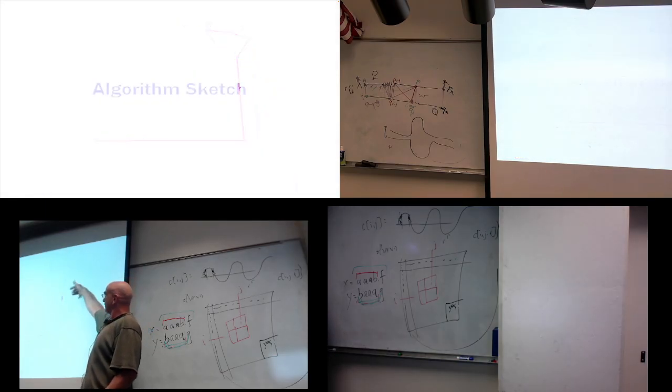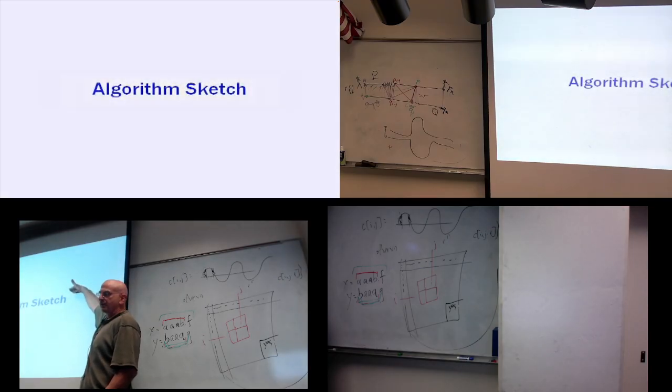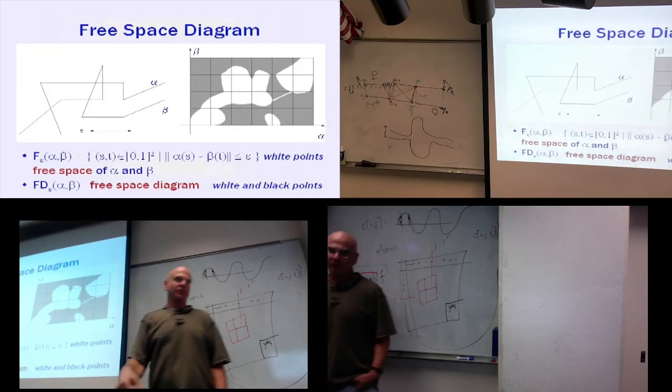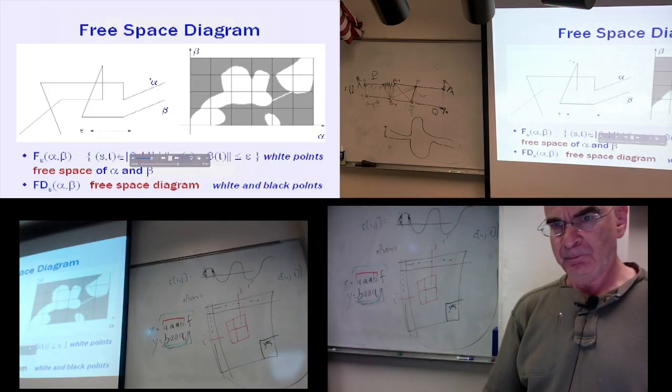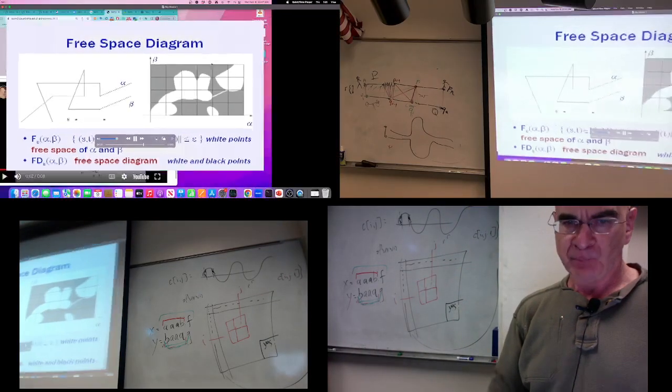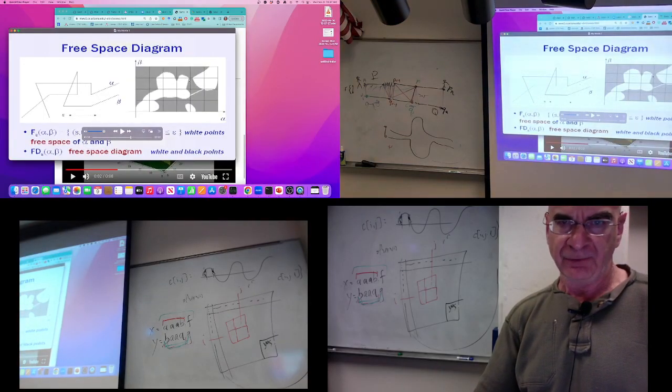This is a one block street, dead-end street. Presumably you walked on the other curve. A free space diagram of two curves alpha and beta, defined for a given parameter epsilon, we'll wait for next class.